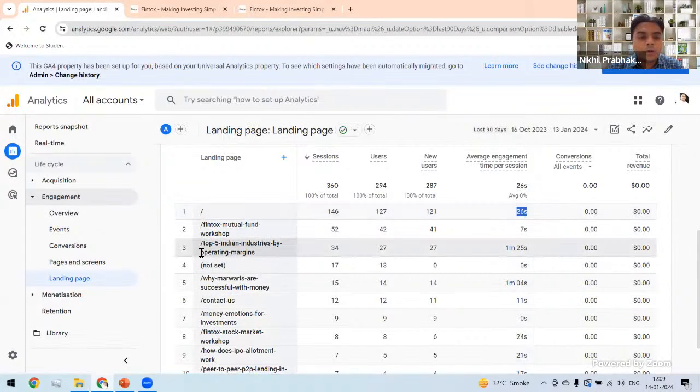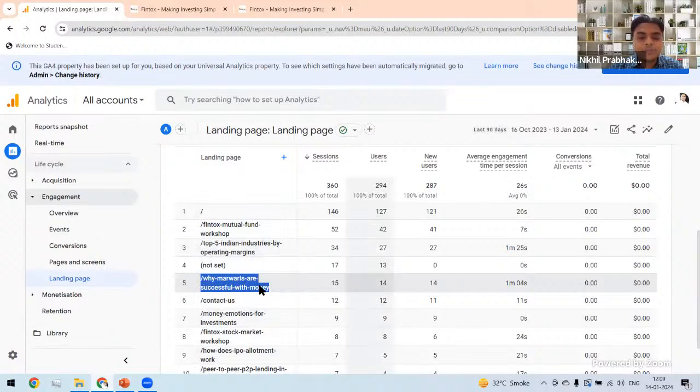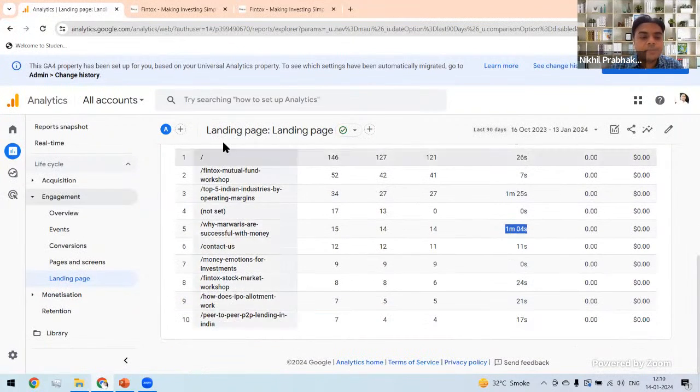When they come to this blog, look at this one, top 5 Indian industries by operating margin. This is where you can see 1 minute, 25 seconds. So actually people are spending time along with another blog, which is why Marwadis are successful with money. This is also where people spend a decent amount of time. Okay, so you can also get to see where are people landing on your website, what are they doing. That question gets answered when we look at the engagement report.